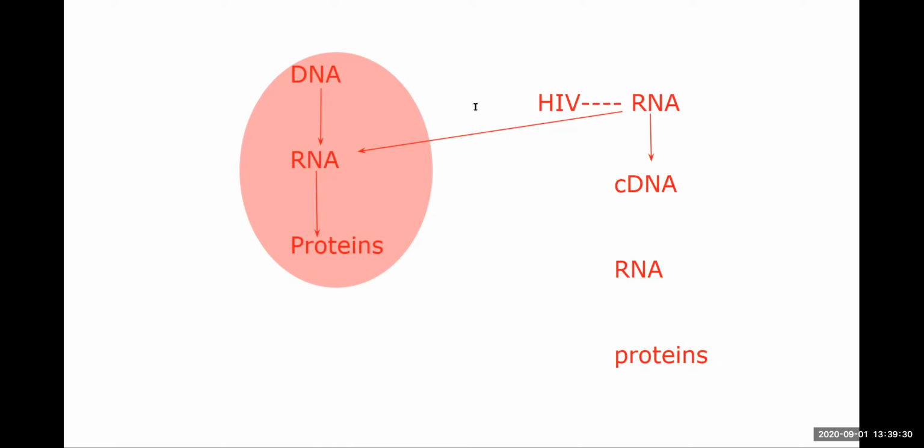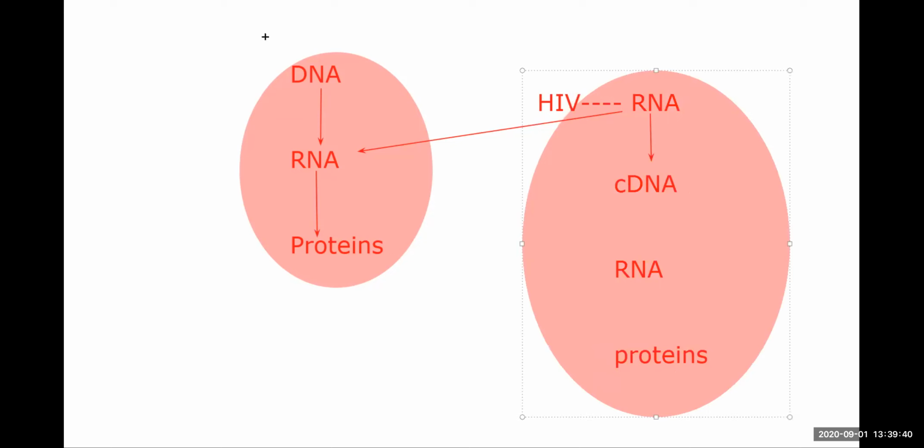Right? So now another example of an exception to this rule of the central dogma is what we are facing today, that is called COVID-19. So this is an RNA virus, which is not like HIV. HIV is also an RNA virus, but COVID-19 is also an RNA virus.